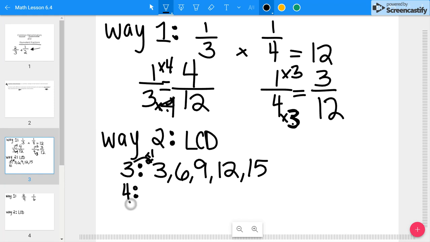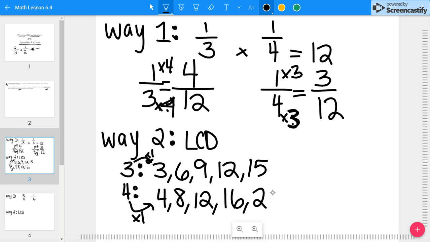Now I'm going to do the same thing to 4. I'm going to say 4 times 1 is 4. 4 times 2 is 8. 4 times 3 is 12. 4 times 4 is 16. 4 times 5 is 20.